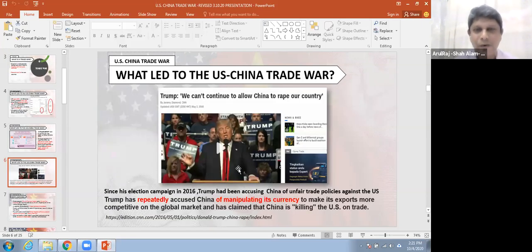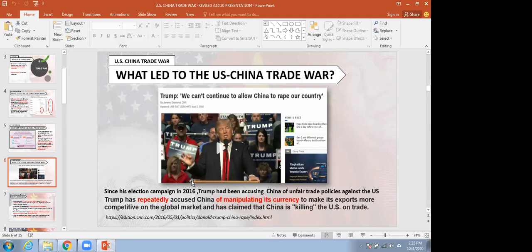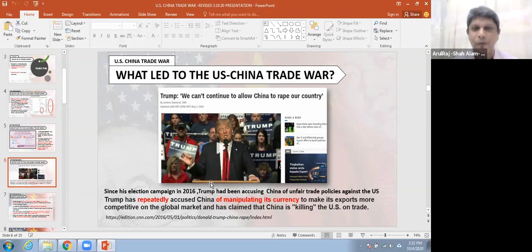Trump has always accused China of unfair trade. He blames them for manipulating the currency, whereby the renminbi is lowered, so the goods are cheaper, and US companies face competition in getting these goods. The goods are cheaper, and this is killing US domestic trades internally. We'll go to the next slide.